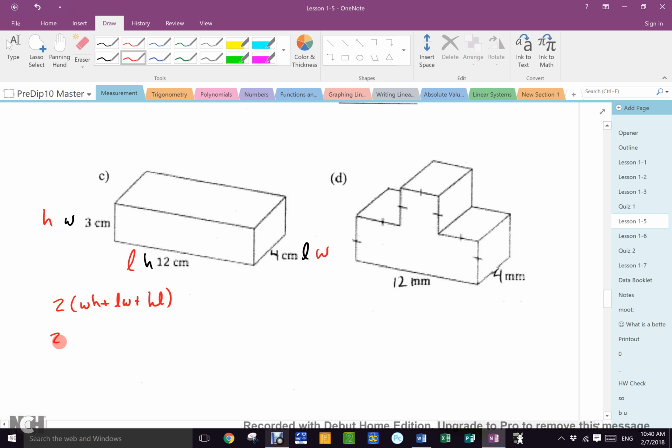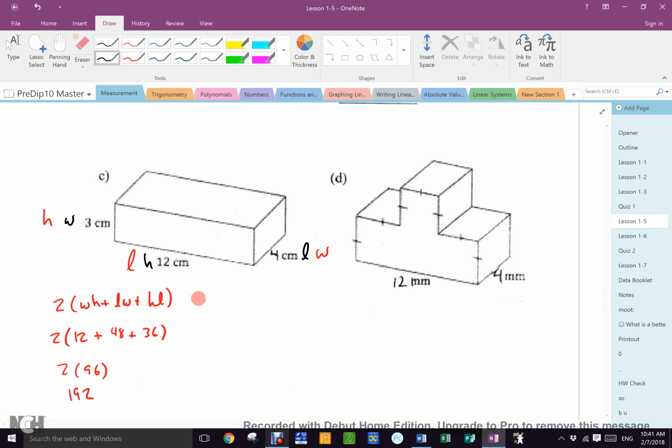So all I do is I put in my numbers. WH, the way I've written it in red, is 4 and 3, right? WH, so that's 12. Plus LW, 12 and 4, 48. Plus HL, 3 and 12, 36. 2 times 96, 192. If I worked in red.